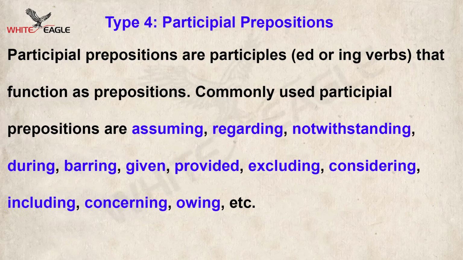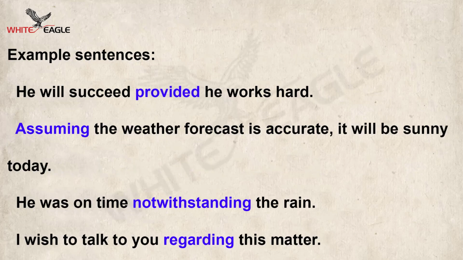Commonly used participial prepositions are assuming, regarding, notwithstanding, during, barring, given, provided, excluding, considering, including, concerning, owing, etc. Example sentences. He will succeed, provided he works hard. Assuming the weather forecast is accurate, it will be sunny today.